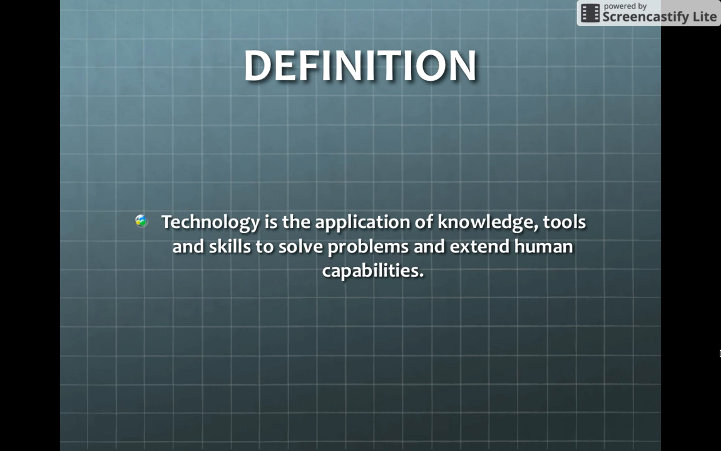So this is our definition of technology. We will be using this definition throughout the whole semester. This whole class is based on what technology is, how we can use it, how it can help us, and the different parts of it. So this is what you need to drill into your brain and memorize. Technology is the application of knowledge, tools, and skills to solve problems and extend human capabilities. So again, we're solving those problems and we're extending our capabilities by using tools, skills, and of course our knowledge.